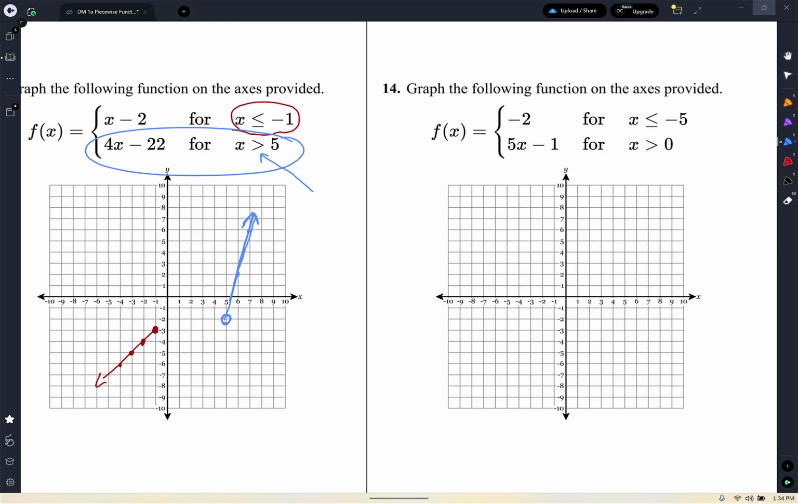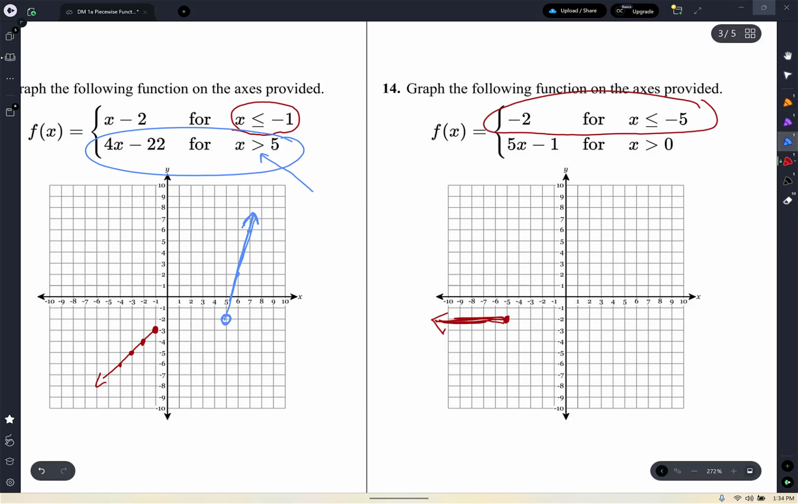All right, here we go. For x less than or equal to -5, you're always -2. So go to -5 on the x-axis and go to -2. Put a solid circle and go forever to the left at -2. There it is.